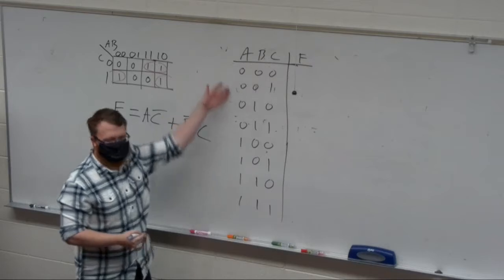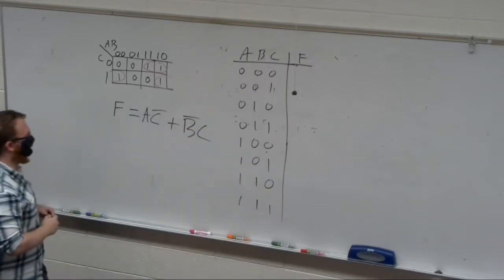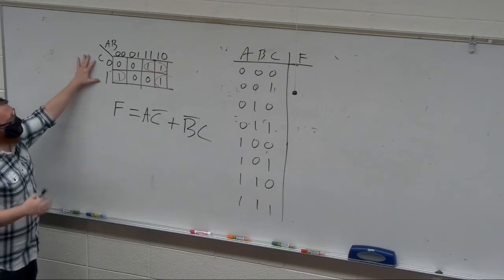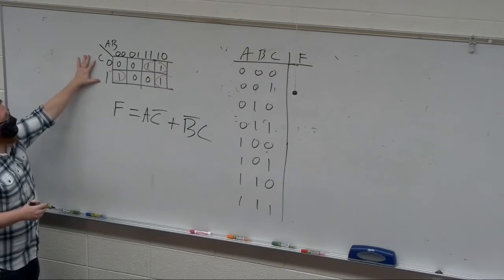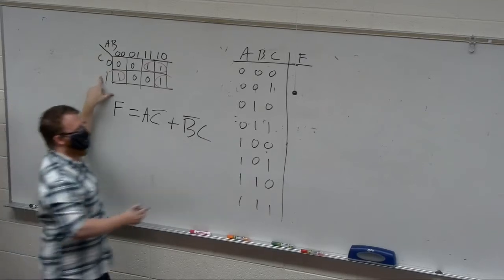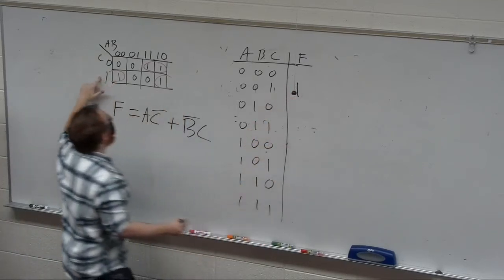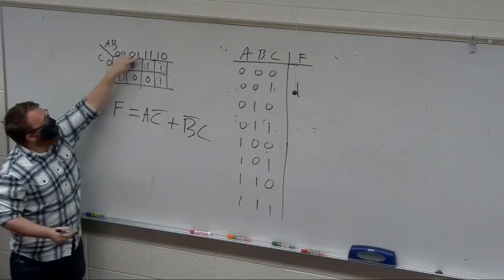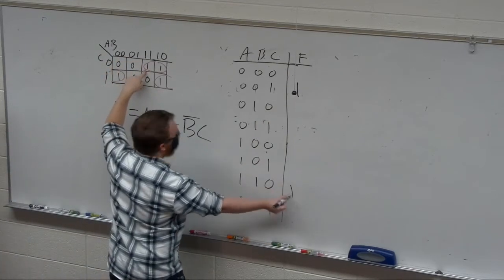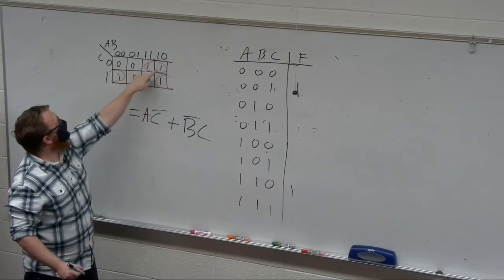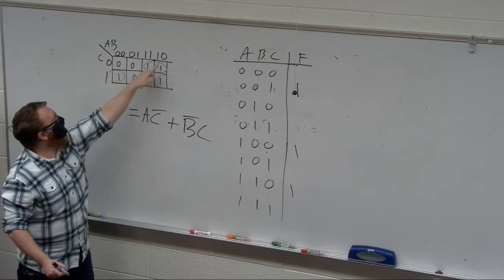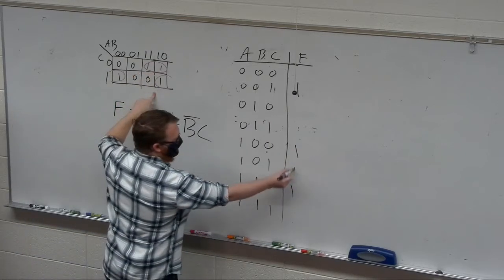You'll always catch me counting up the number of rows to make sure I got it right, because I sometimes miss one. Okay, so what we can do is just start filling in ones. So at 0, 0, 1, we have a 1. At 1, 1, 0, I have a 1. At 1, 0, 0, I have a 1. And at 1, 0, 1, I have a 1.